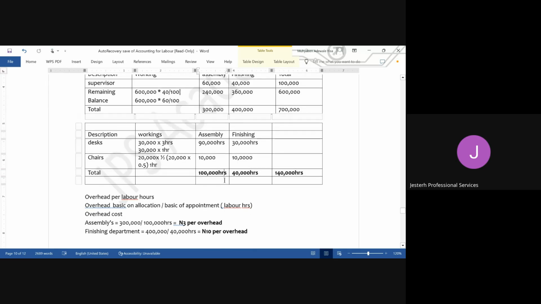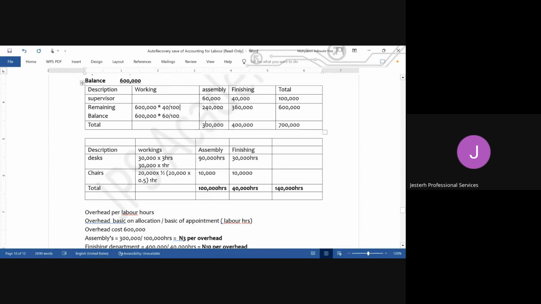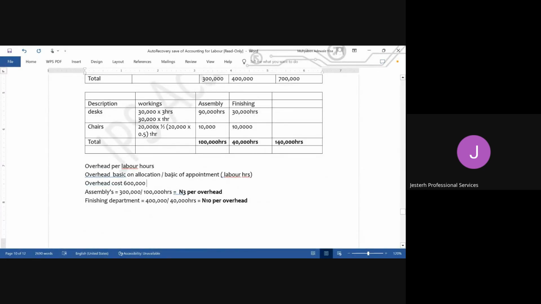Now that we already know the total hours, we want to split our overhead cost, which is this 600,000 naira that we have already split based on the department. How much do we split to the assembly department? It is 300,000. And how many hours are we going to spend in assembly? It is 100,000.